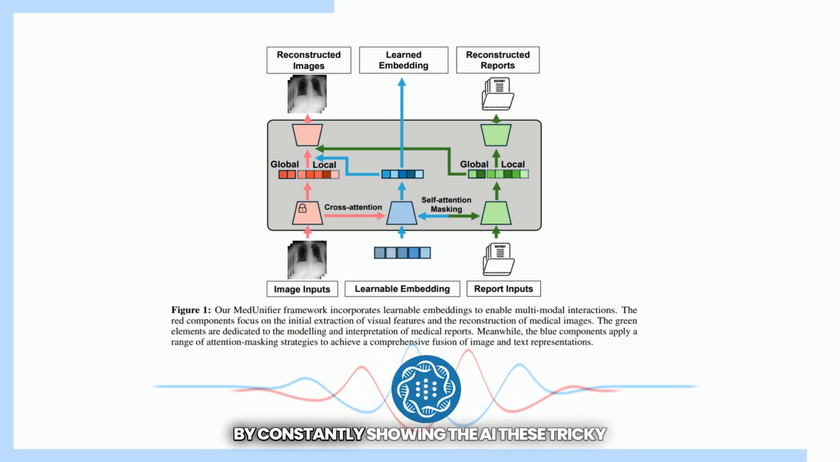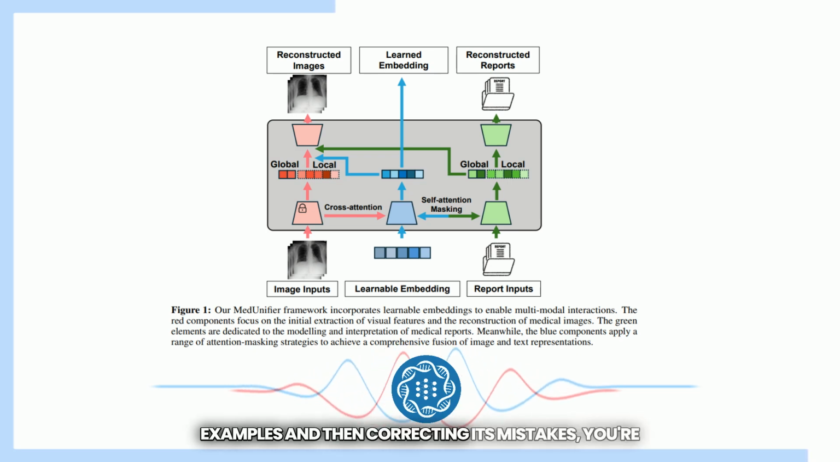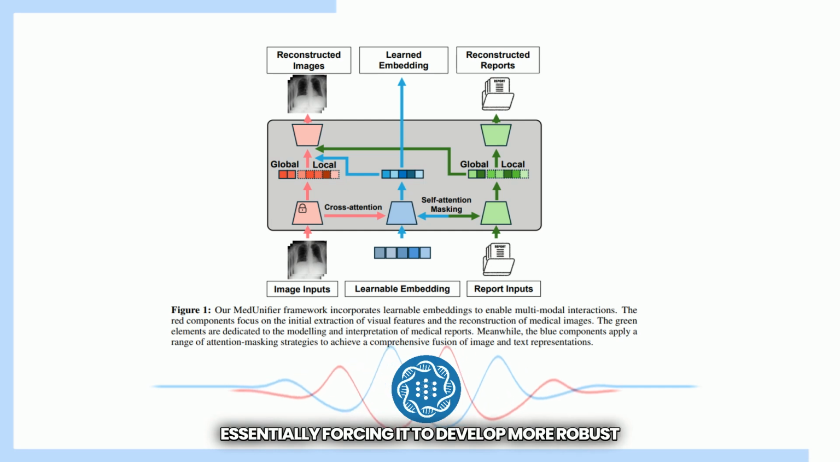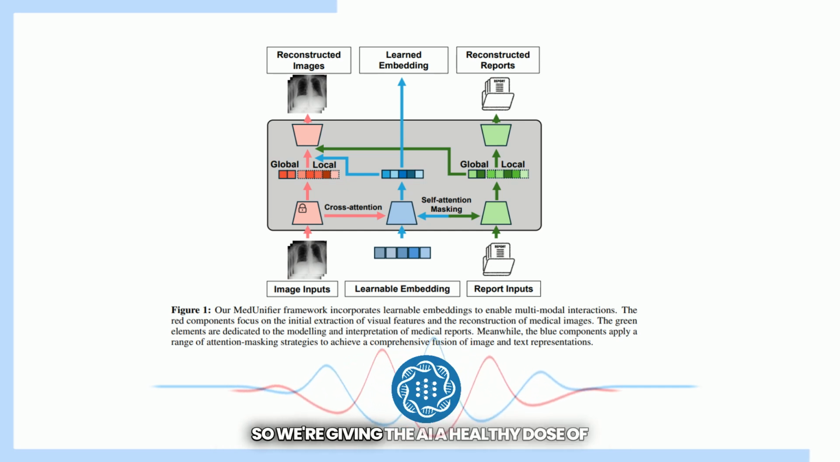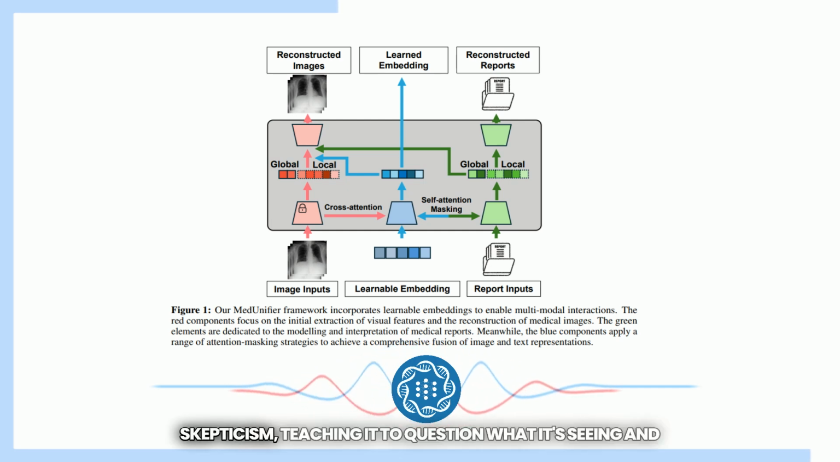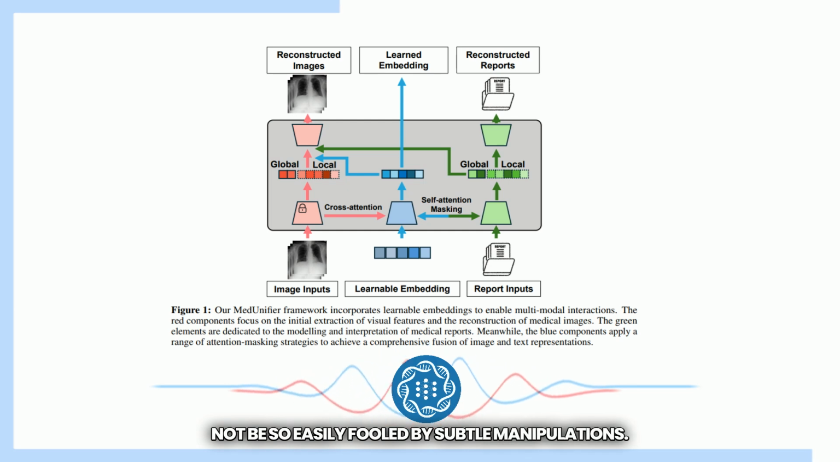It is. By constantly showing the AI these tricky examples and then correcting its mistakes, you're essentially forcing it to develop more robust features and decision-making strategies. So we're giving the AI a healthy dose of skepticism, teaching it to question what it's seeing and not be so easily fooled by subtle manipulations. I like how you put that.